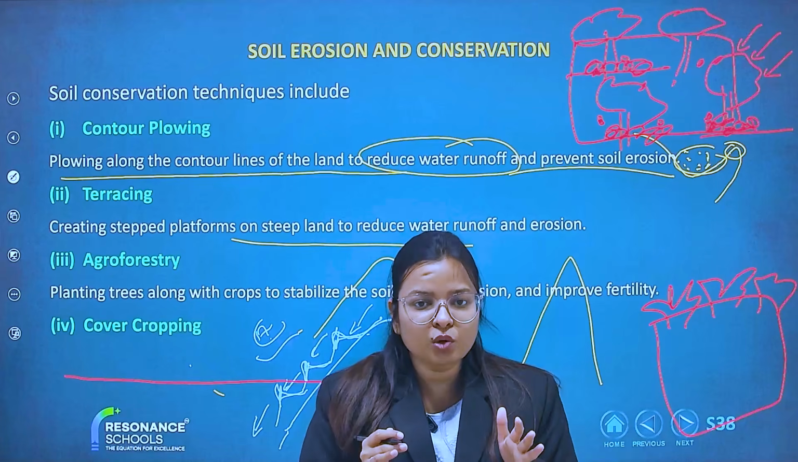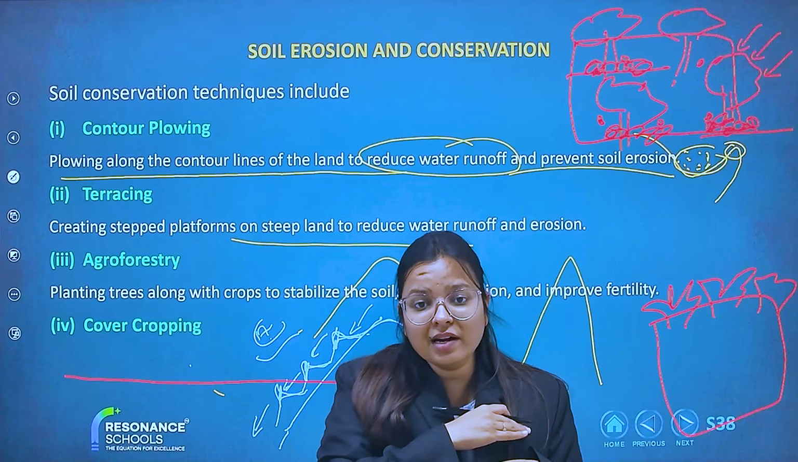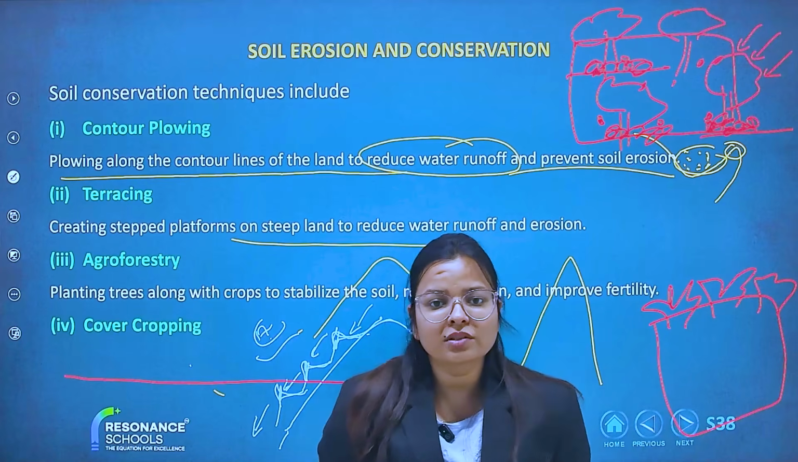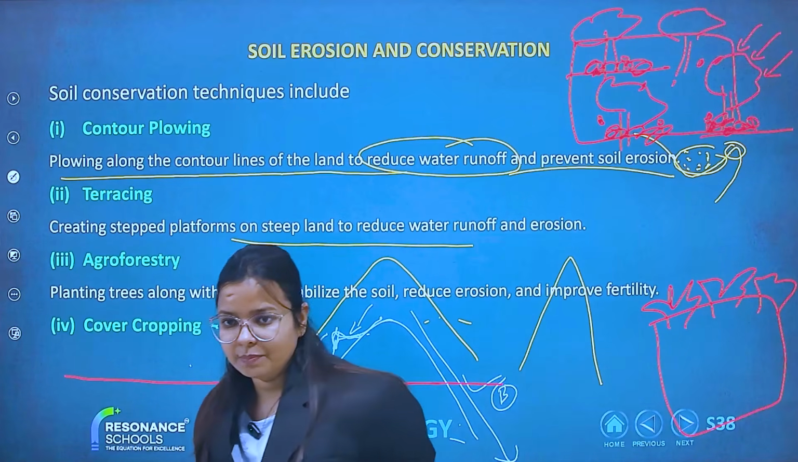So this is your cover cropping. You can grow grass over the farmlands, so the soil erosion can be prevented.